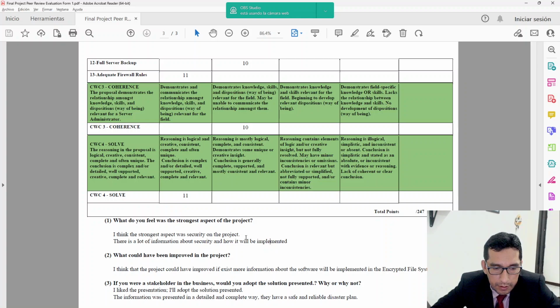And the last question, I will respond yes. I will adopt the solution presented. The information for me was presented in detail and in a complete way. Your safe and reliable disaster plan is very complete and very clear. So that is my response and my evaluation for you.